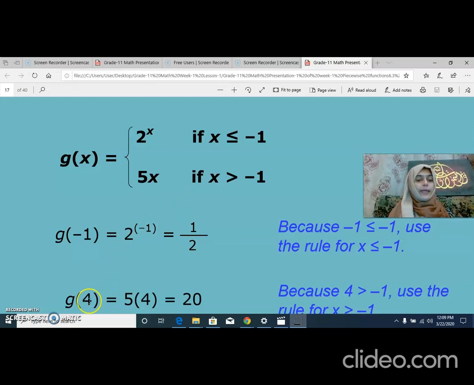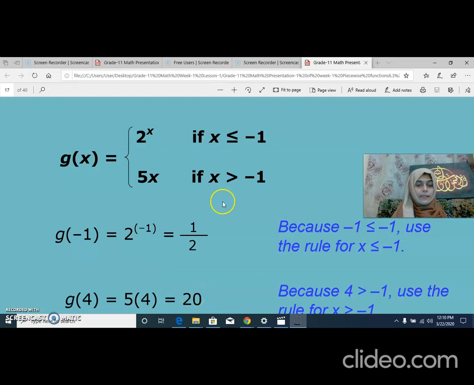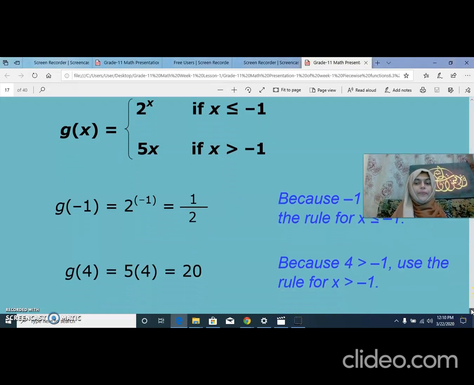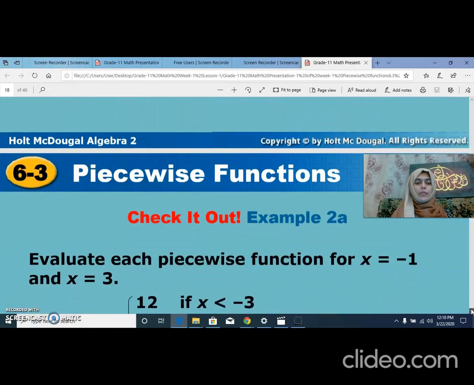And for g of 4, x is 4. Where can I find 4? Is 4 greater than -1? Is 4 less than -1? Obviously, 4 is more than -1. So the rule you would choose is 5x. So you have to substitute in this: 5 times 4 will give you 20. That's it. I hope you know how to evaluate a function. Why don't we move on to the next one?